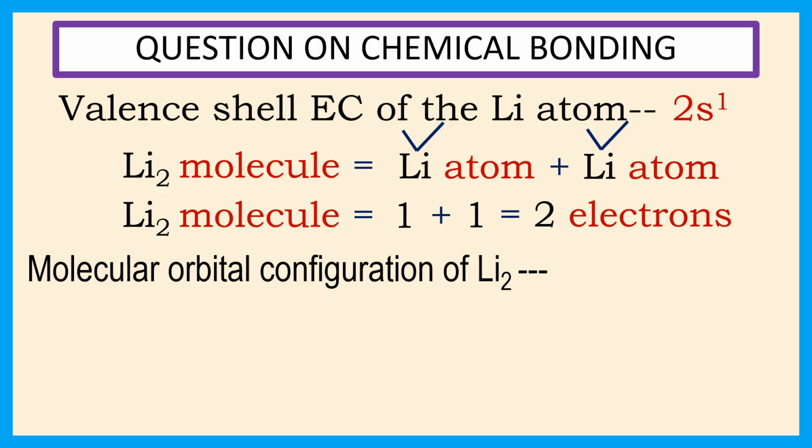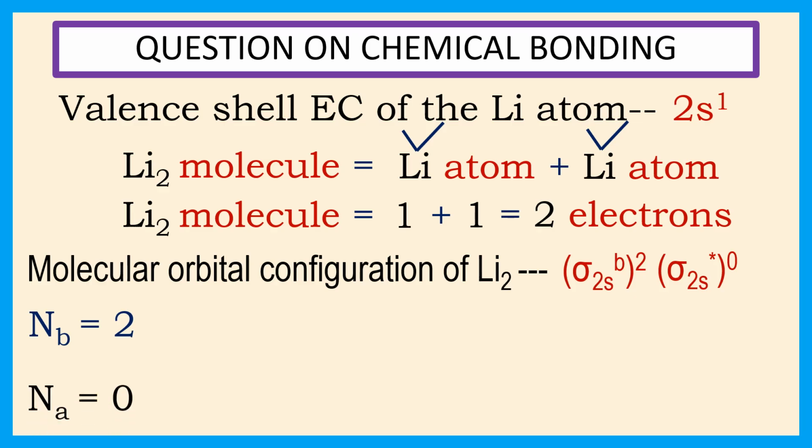The molecular orbital configuration of the Li2 molecule is sigma 2s bonding 2, sigma 2s antibonding 0. Therefore, the total number of electrons in the bonding molecular orbitals, that is Nb, is equal to 2, and the total number of electrons in the antibonding molecular orbitals, that is Na, is equal to 0.